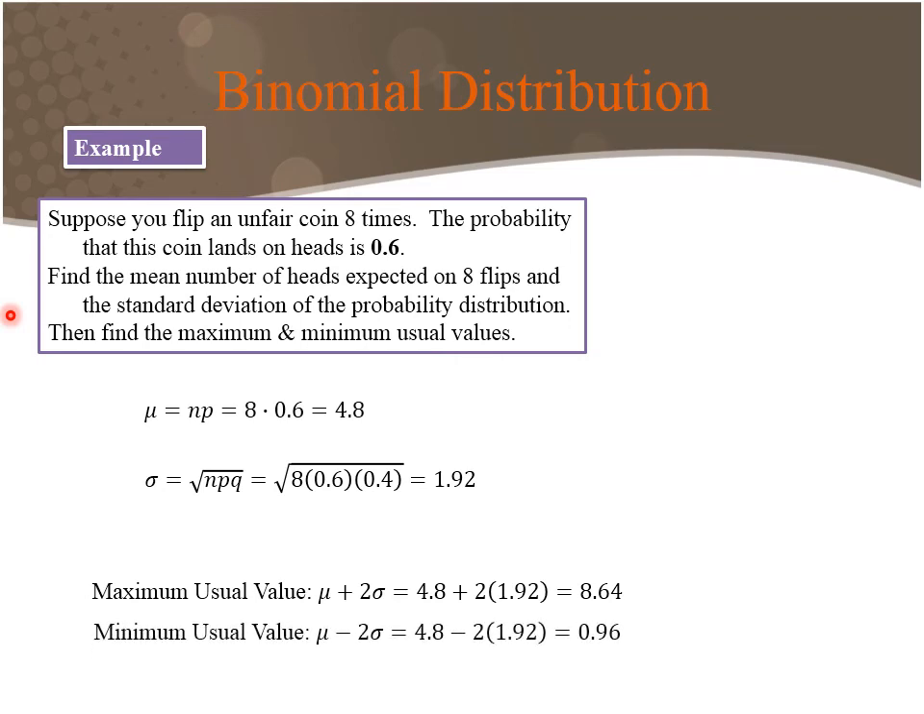Suppose we also wanted to calculate the minimum usual value. Again, use our formula mu minus 2 sigma, or the mean minus 2 times the standard deviation. And here we'll get 0.96. Now what this is saying is anything less than 0.96 would be unusual. If we got 1 head, we would not call that unusual. But on 8 flips, if we only got 0 heads with this unfair coin, we would call that unusual, because 0 is less than 0.96.